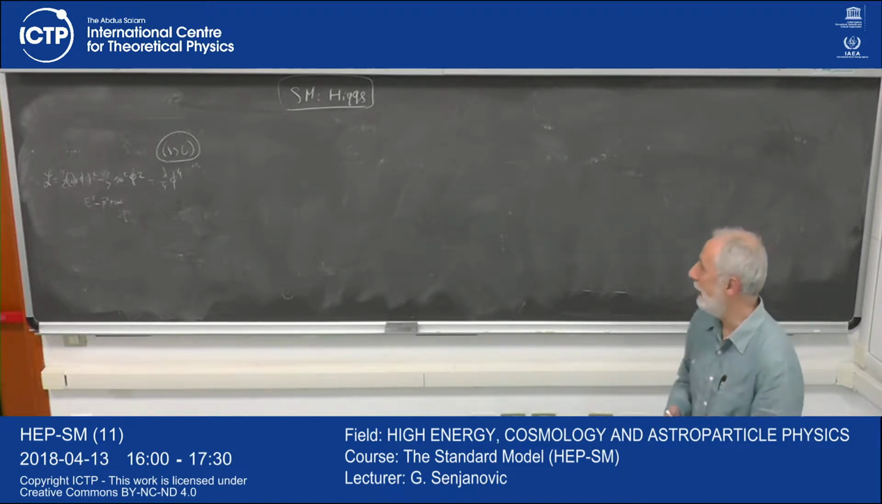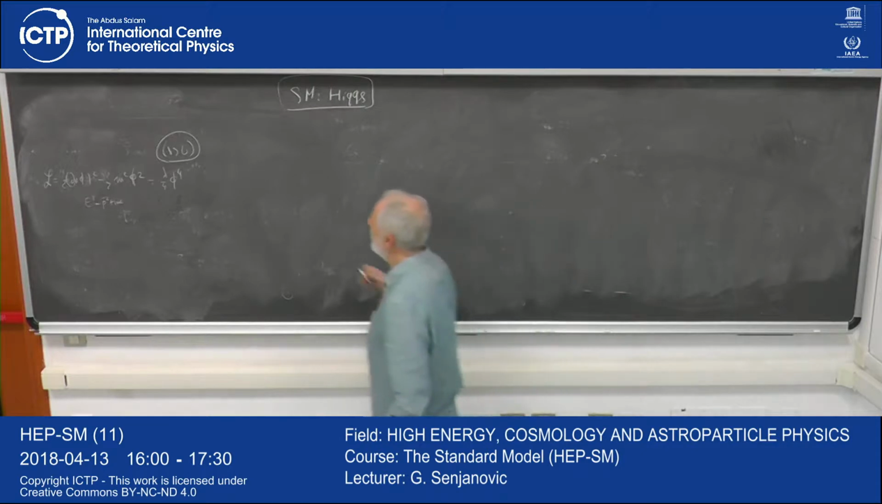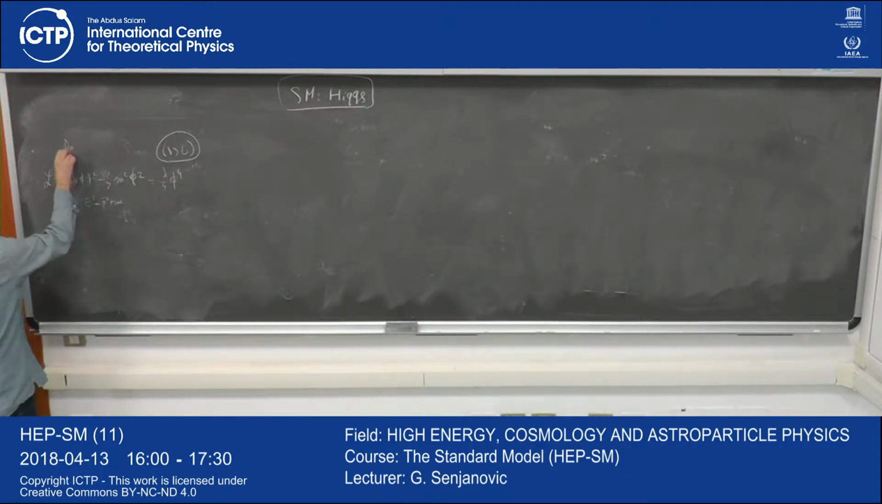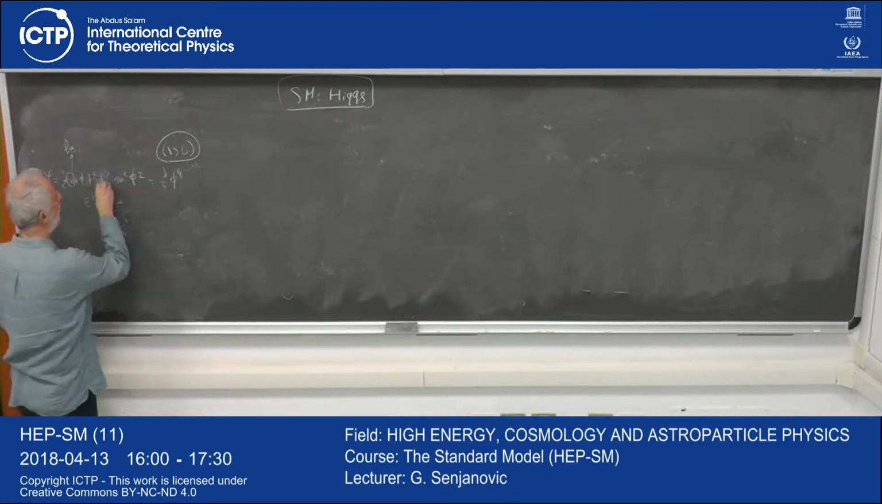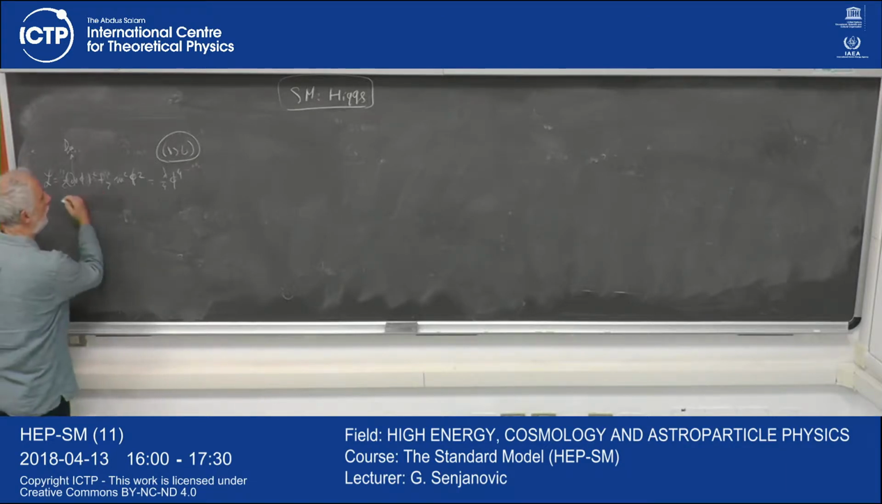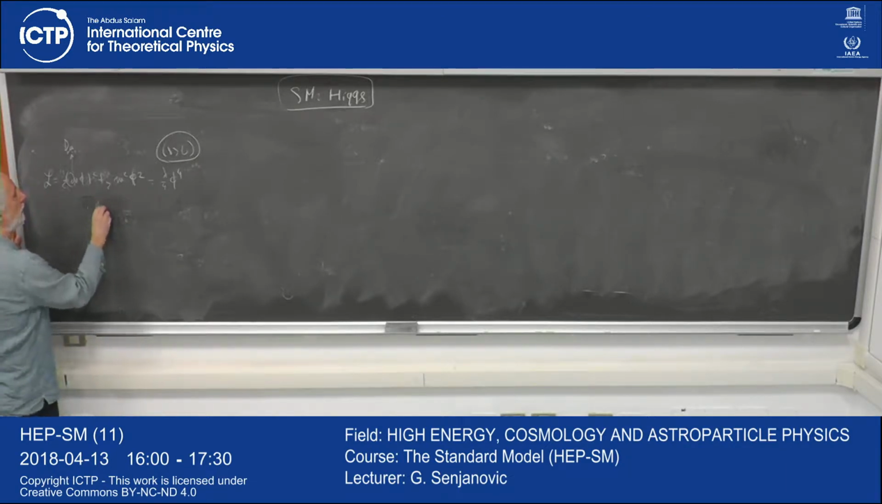When I had precisely this situation, I gauged it, so this became D mu. Then I wrote the potential with a plus sign here, so that it's wrong. And then I found out that there was no mass term for the gauge field, but this was there.